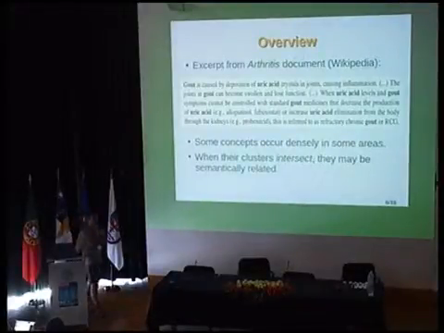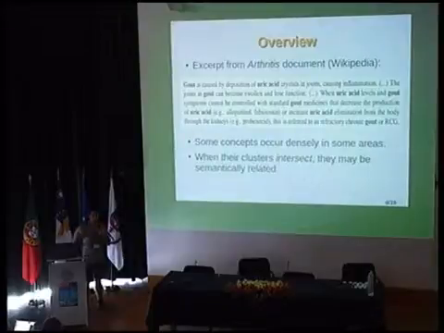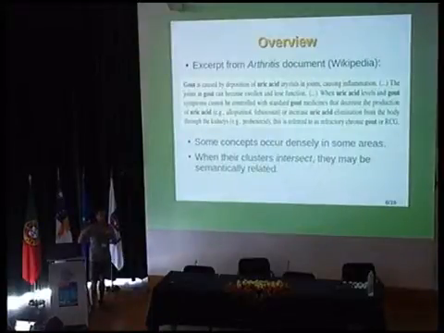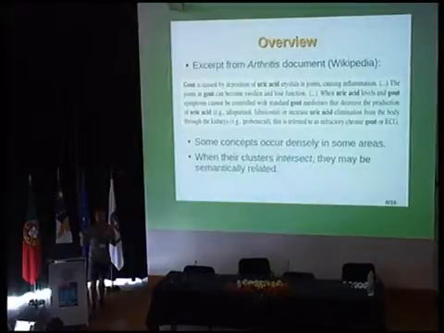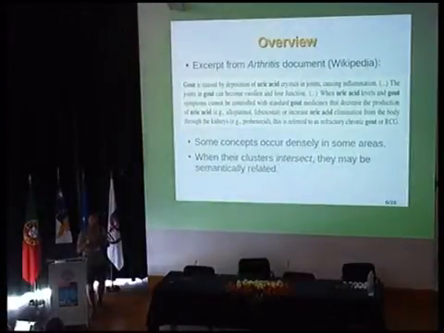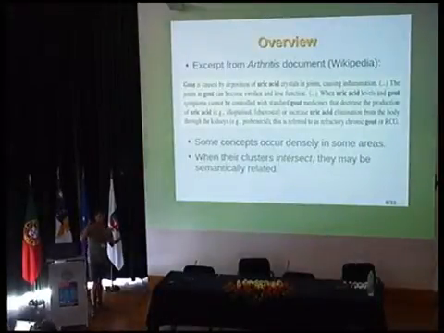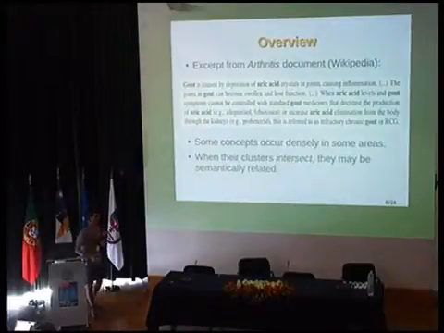So the idea is that this gout, as it occurs a lot in this paragraph, tends to form what we call a cluster, a high density area of occurrence. And also uric acid. So our idea is very simple. If the concepts form clusters in some areas and the clusters intersect, then somehow they are related, or we say that they are related.